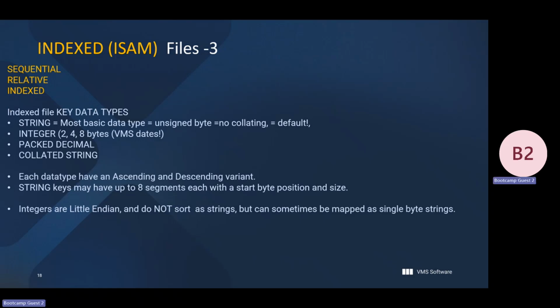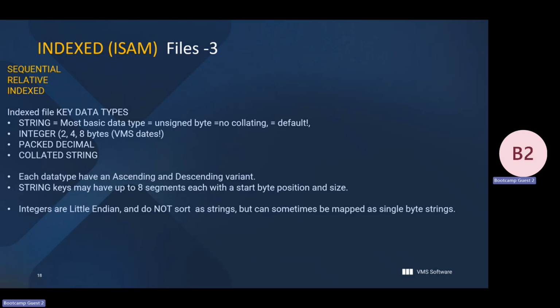When we're talking more details on the index file, one of the important parts is what do those keys look like? Is it always a piece of string? No. It's often a piece of string, and so just a basic data type, unsigned byte, no collating. That's the default. So the uppercase A sorts before the lowercase a. They're not sorted together. The lowercase a sorts after the uppercase B. Nothing, no language at all.